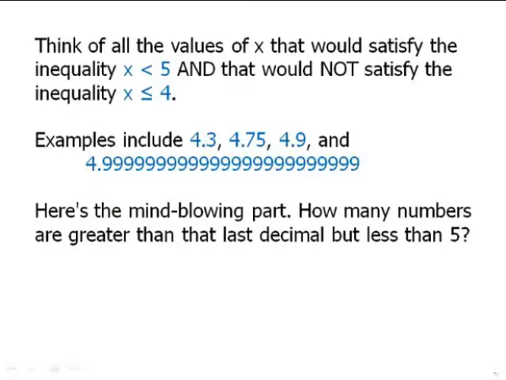How many numbers are greater than that last number, but still less than 5? And the answer, the mind-blowing answer, is infinity, between any 2 points on the number line. No matter how close those 2 points are, between those 2 points, there's an absolute infinity of numbers.